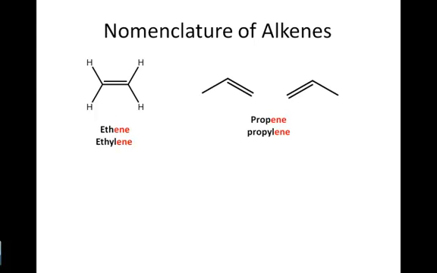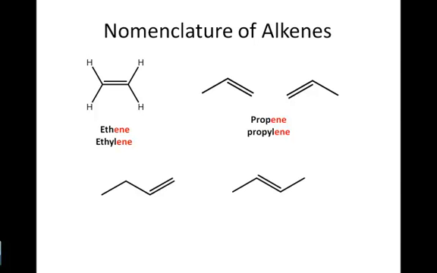Here we have propene, or more commonly known as propylene. And in this situation, both of these molecules that I'm showing you here are the same. They're just different orientations of the same molecule. So in both of these cases, I do not have to indicate where the double bond is, because there's only one place where it could be.